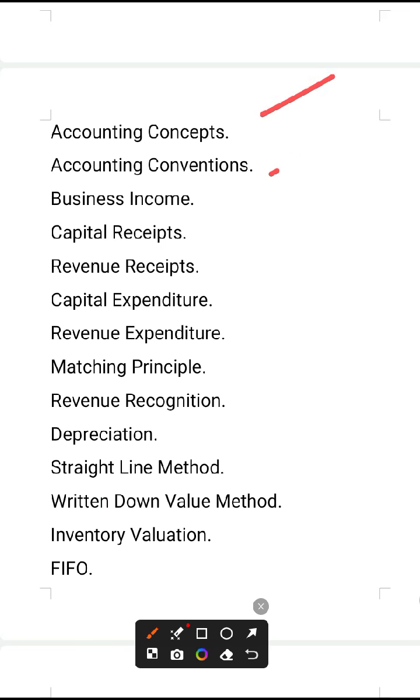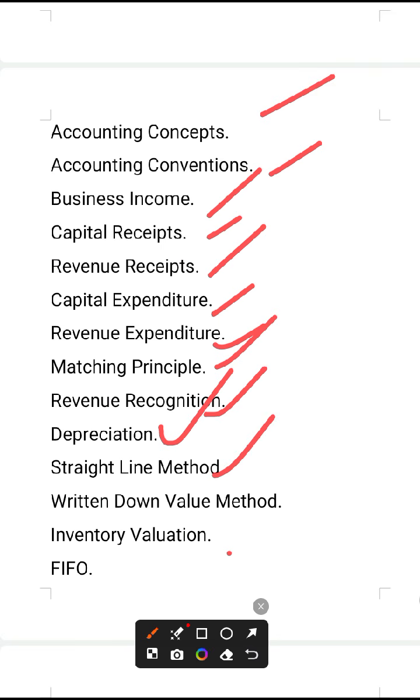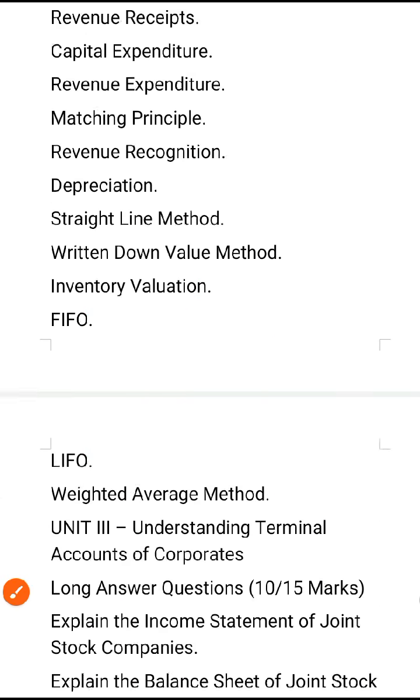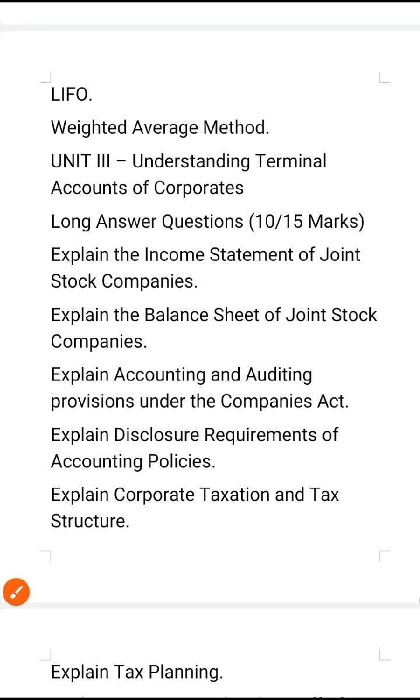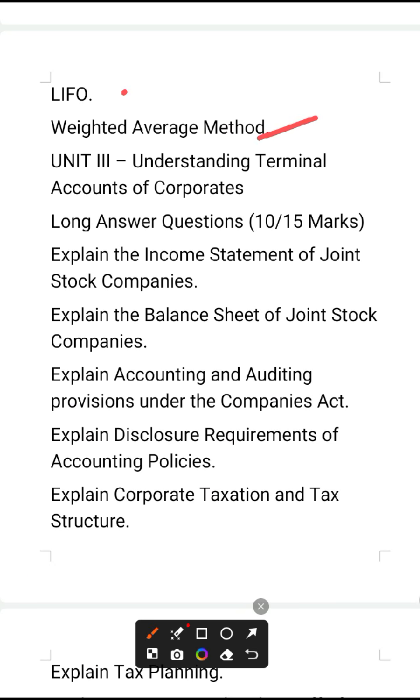Accounting concepts, accounting conventions, business income, capital receipts, revenue receipts, capital expenditure, revenue expenditure, matching principle, revenue recognition, depreciation, straight line method, written down value method, inventory valuation, FIFO, LIFO, weighted average method. Now, let's discuss the next unit, Understanding Terminal Accounts of Corporates.